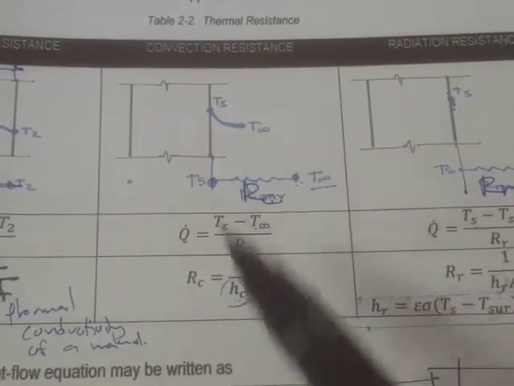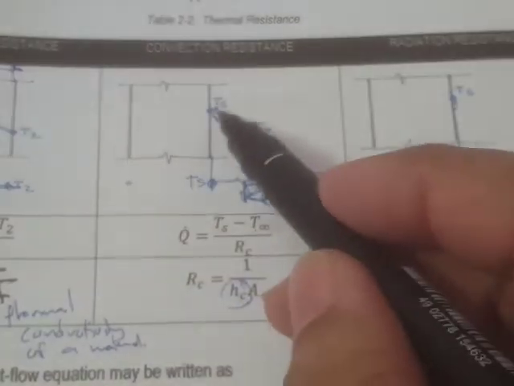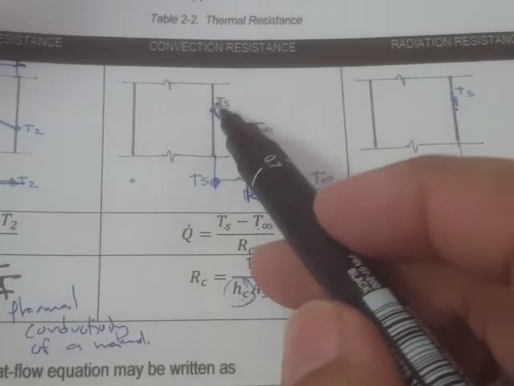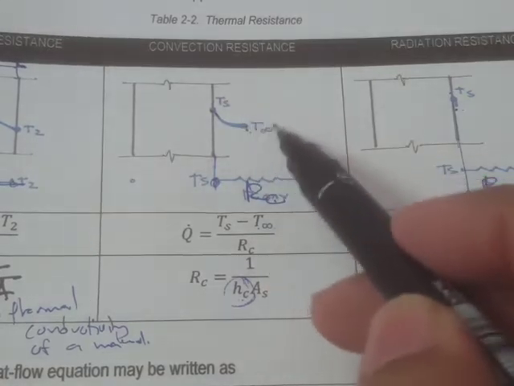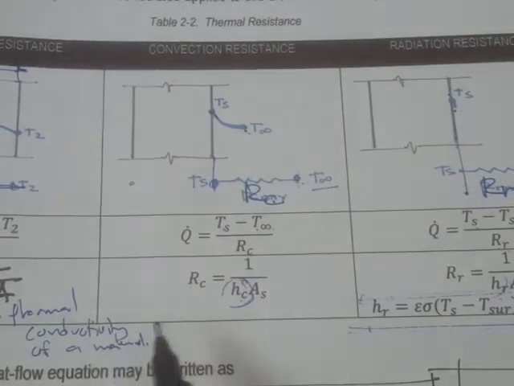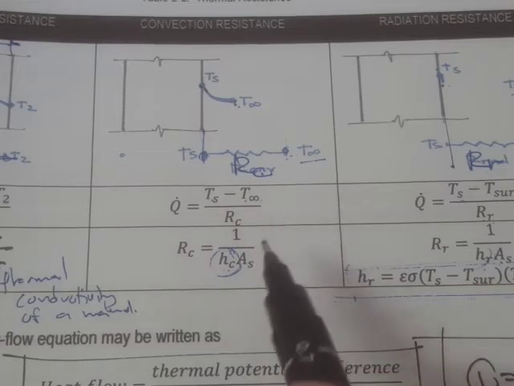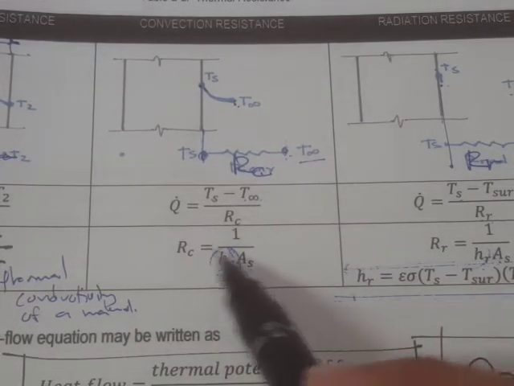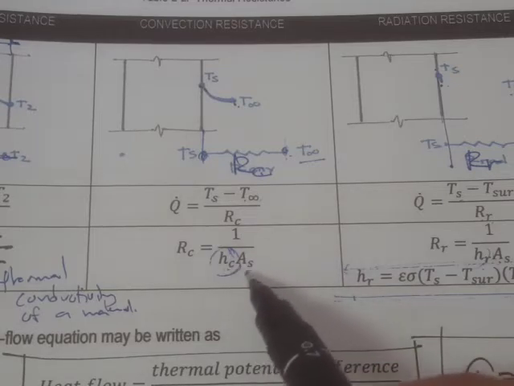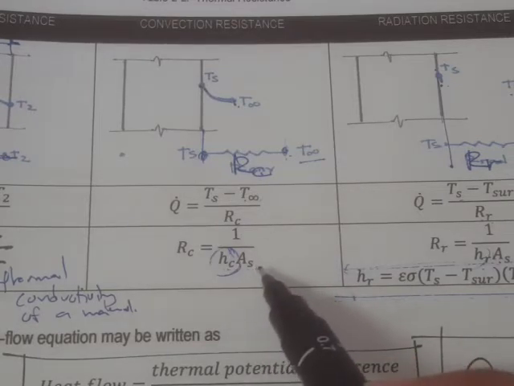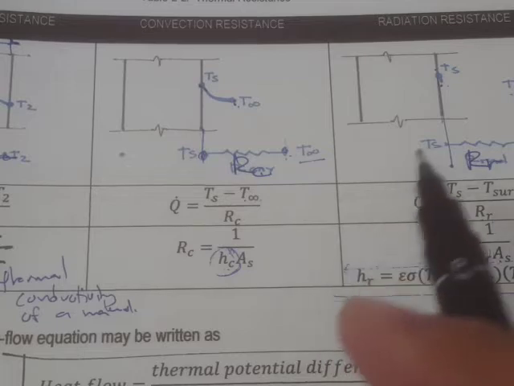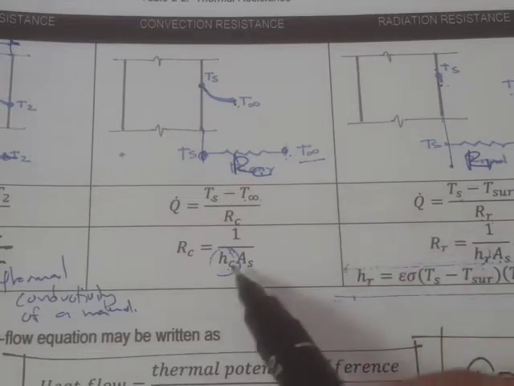Now for the convection resistance, here's the temperature difference, the difference between the surface temperature and the fluid temperature, and our resistance is labeled as R sub C. R sub C is expressed as 1 over H sub C times A sub S. This is the surface area, and H sub C is what we call the heat transfer coefficient for convection.